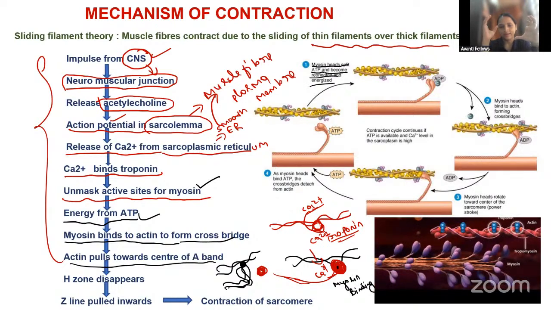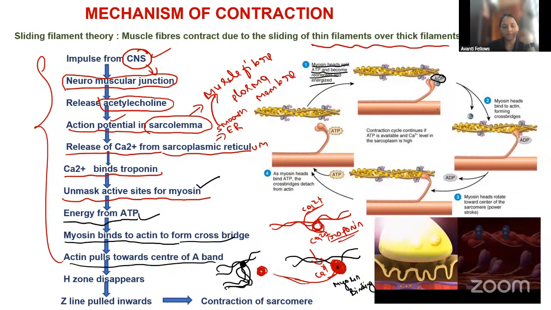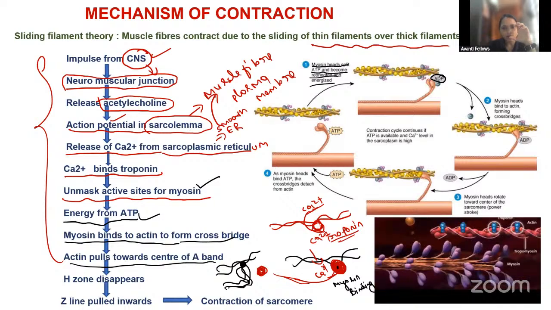When the myosin head is activated, here you can see ADP is there. ADP means the ATP is utilized, so that's why it is in the ADP form. When the head is activated, it will bind. Now you can see the myosin head bind to the actin and form the cross bridge.